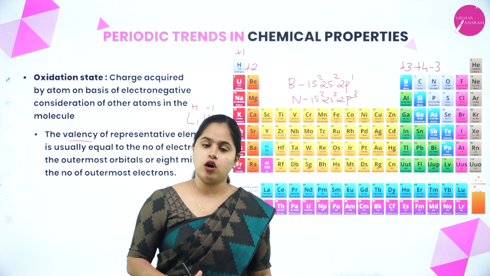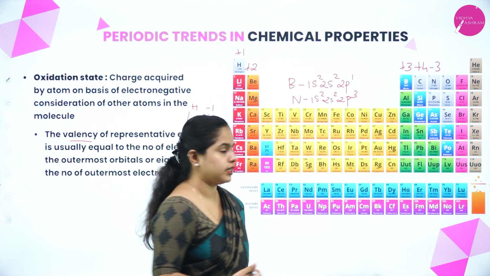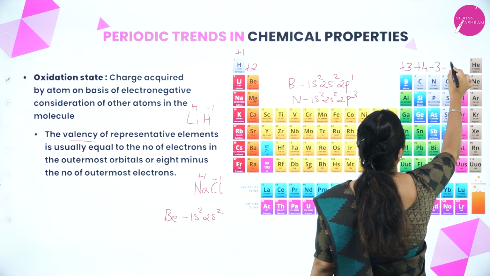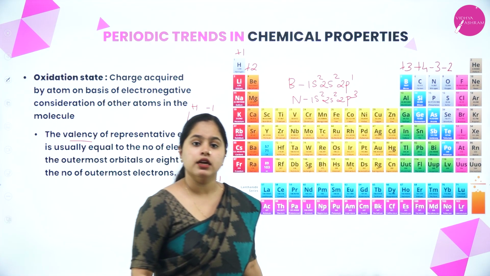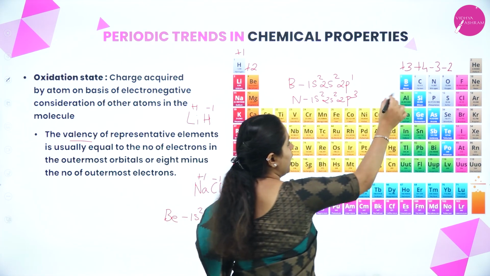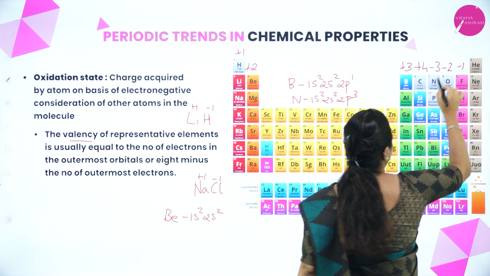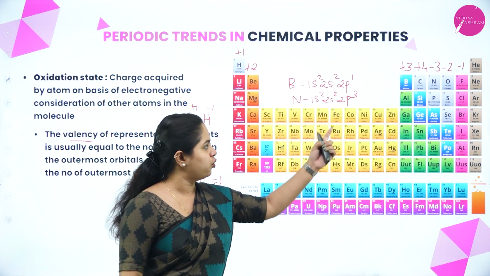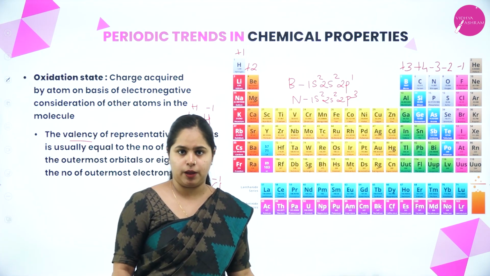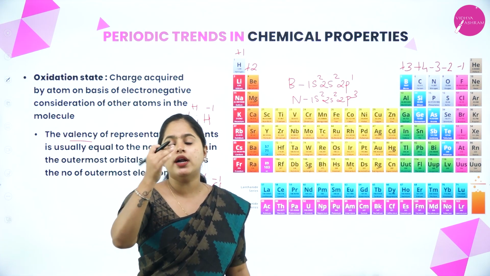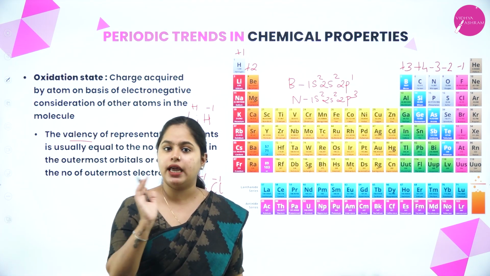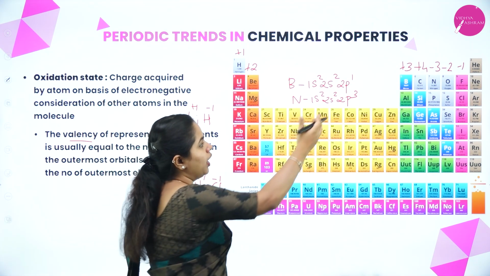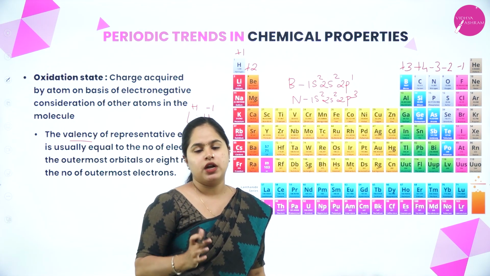Now, coming to the oxygen family. What will be the oxidation state? It will be easy for them to gain 2 electrons, so it will be -2. And coming to fluorine, the halogen family: fluorine, chlorine, bromine, iodine. Only 1 electron is required for them to attain stability. Hence, the oxidation state will be -1.